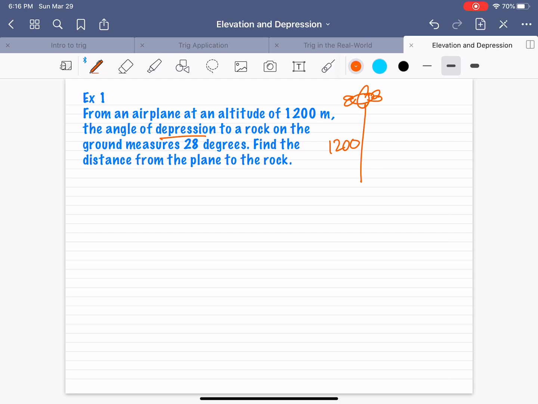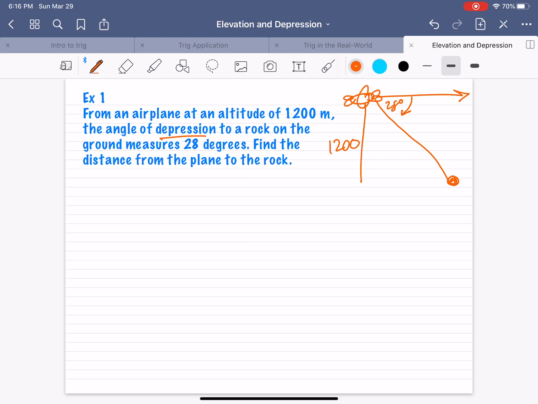So the pilot's looking due east, straight ahead. And then the angle of depression to a rock. In other words, the rock is down here on the ground. So the pilot will have to look down at an angle of depression of 28 degrees. So that's what I mean by angle of depression. When the pilot's looking straight ahead and he looks down 28 degrees.